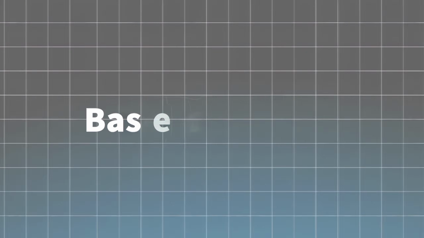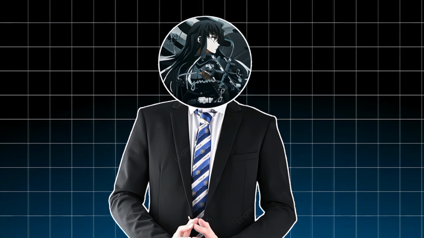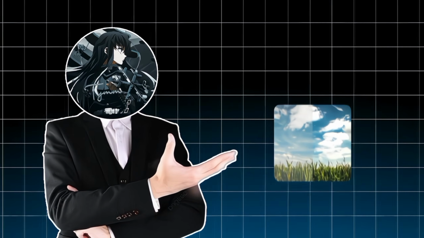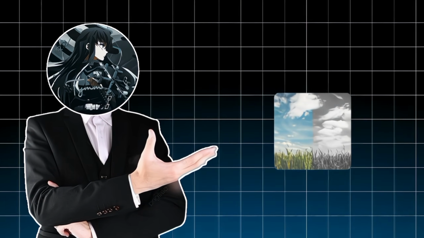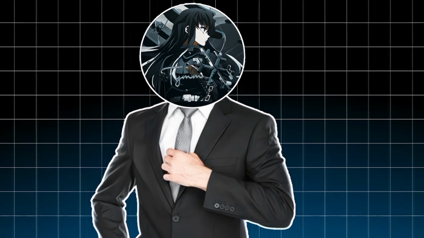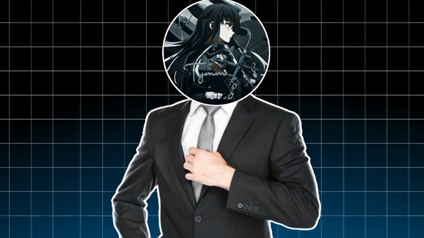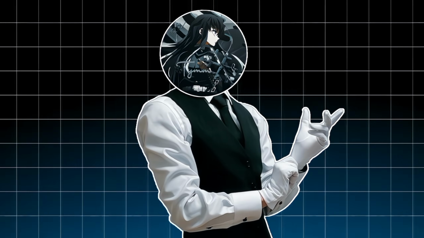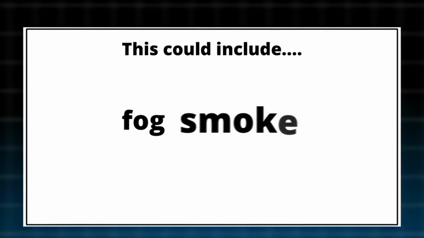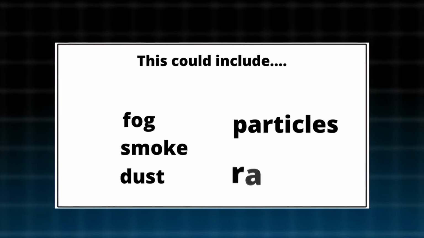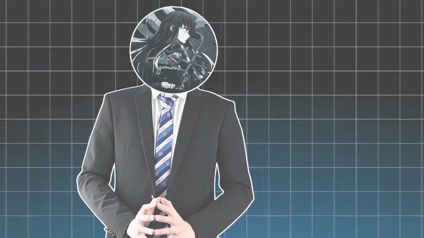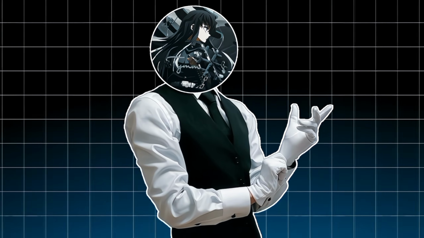Stage 1. Base correction. This is where you fix the original scene. Adjust the exposure, contrast, saturation, and white balance to create a clean foundation for everything that comes next. Stage 2. Atmosphere. Now it's time to add mood. This can include fog, smoke, dust, particles, rain, snow, clouds, or any environmental effects that help bring the scene to life.